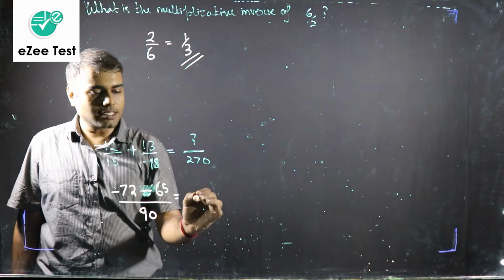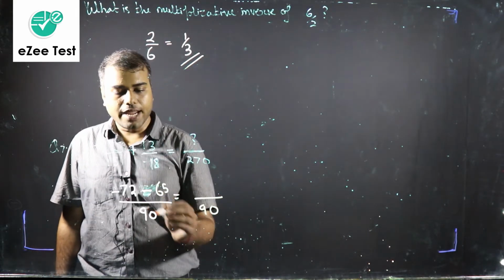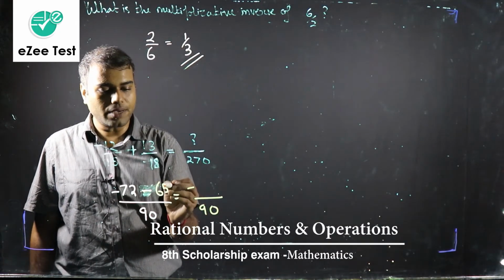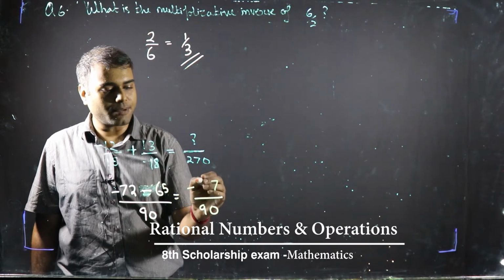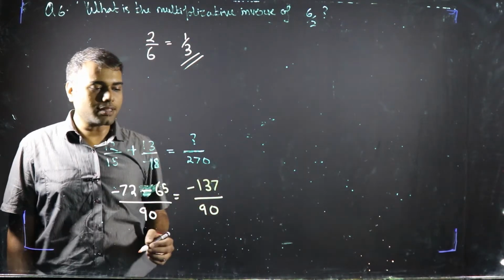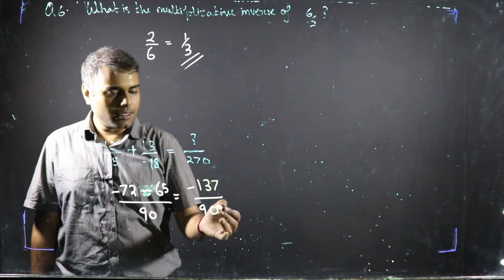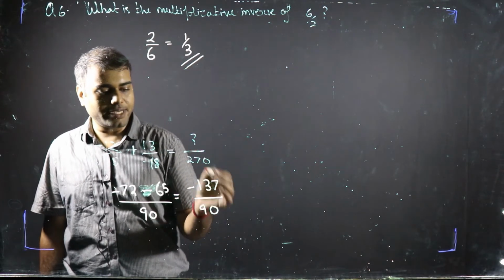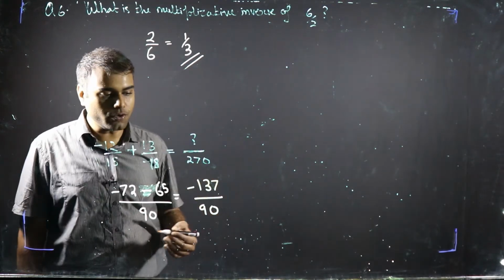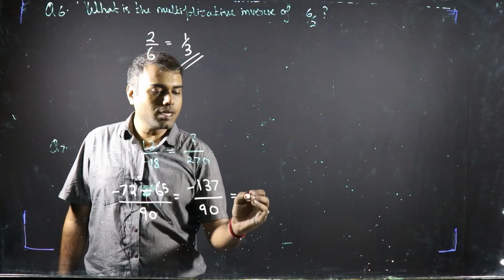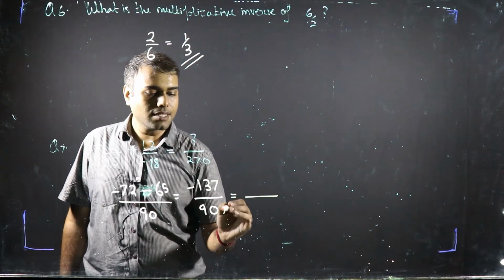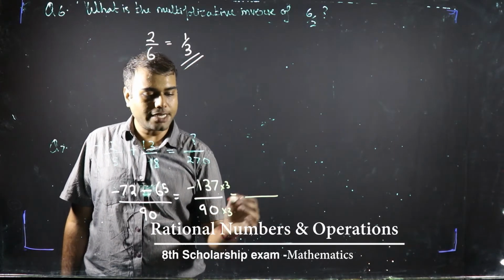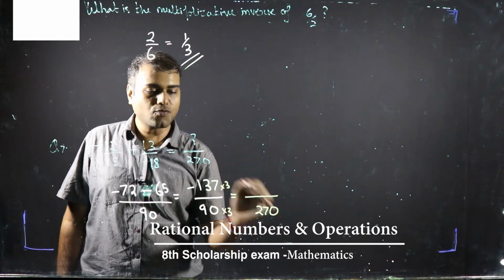Fine. So the answer will come out to be 90, and the addition of 72 and 65 with a minus sign in front of them. So 5 plus 2 is 7 and 7 plus 6 is 13. Minus 137 by 90. But in the original question, the denominator is 270 and not 90. Now what should we do? Let's multiply both the numerator and denominator by 3. So 90 into 3 will become 270. That is what we wanted.